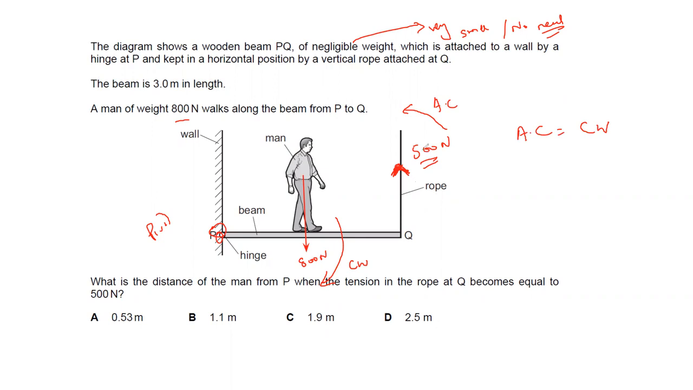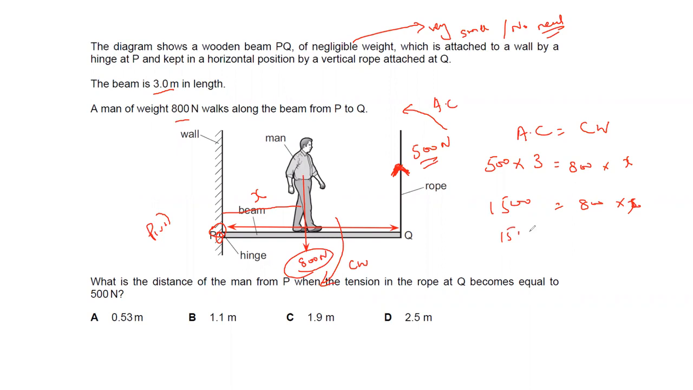So the anti-clockwise moment is 500 multiplied by distance. As they mentioned, the length of the beam is 3 meters. So what is the distance between the pivot and the string? That is equal to 3. Multiplied by, equal to the clockwise moment. The weight of the man is 800 and the distance between the man and the pivot is unknown, so that is x. So 500 multiplied by 3, that's 1500, equals 800x.